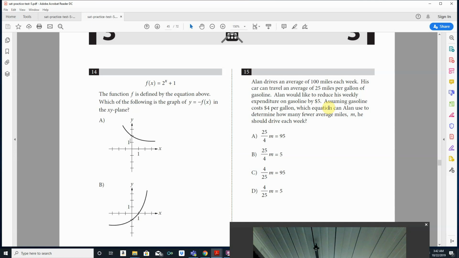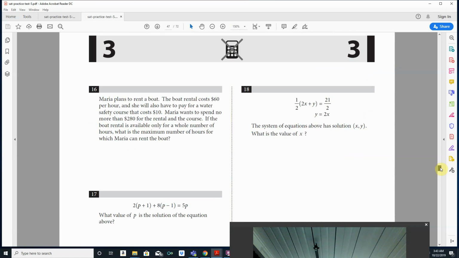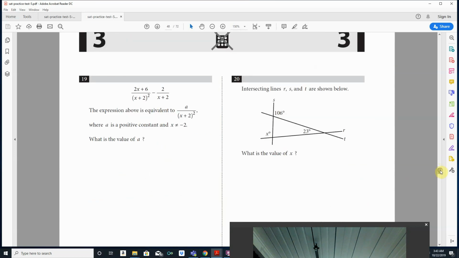But it shouldn't be 95, it should be 5 because we're looking for how many fewer average miles. Right here, how many fewer. So this shouldn't be 95, it should be 5. So that should have been D. And then number 20. Okay.